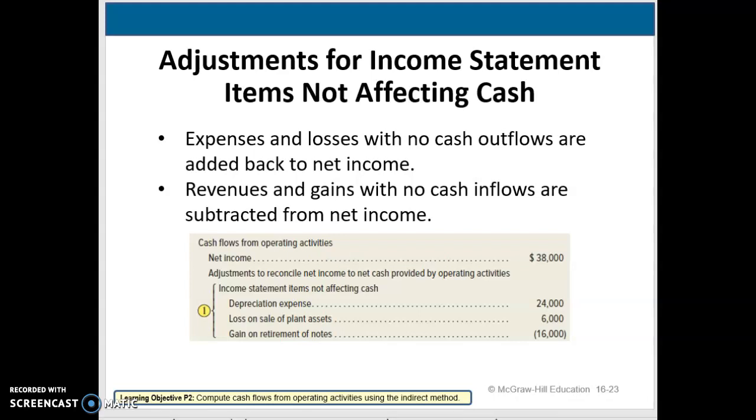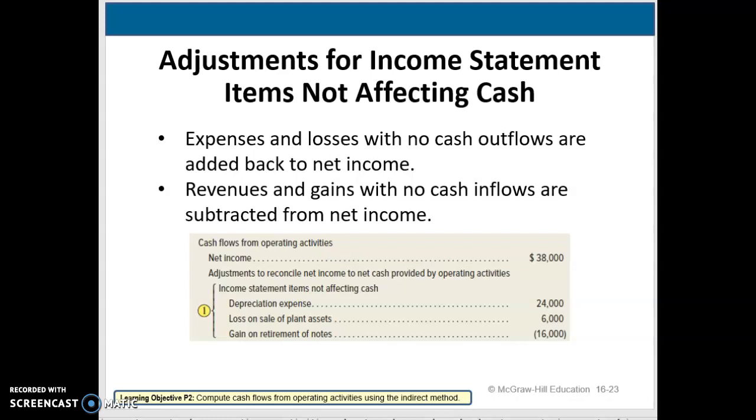The other one is the gain on retirement of debt. A $16,000 gain on retirement of debt is properly included in net income. But again, it's not part of our operating activities. So we're going to take the $16,000 non-operating gain and subtract it from our net income to get to our net cash provided by operating activities. By subtracting it, it's going to cancel that recorded gain.